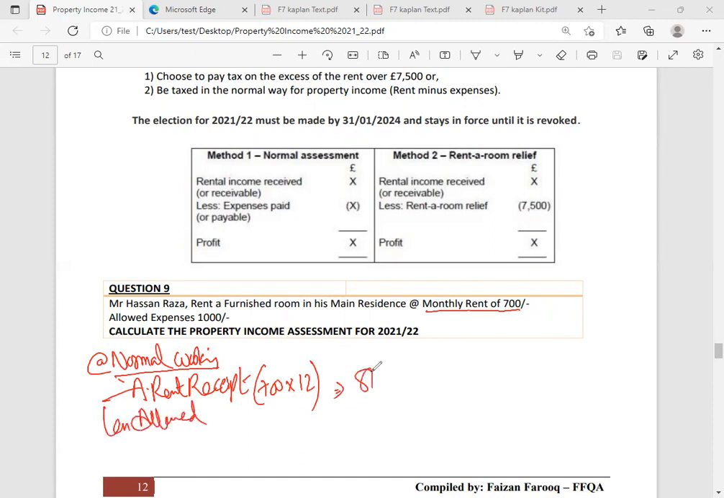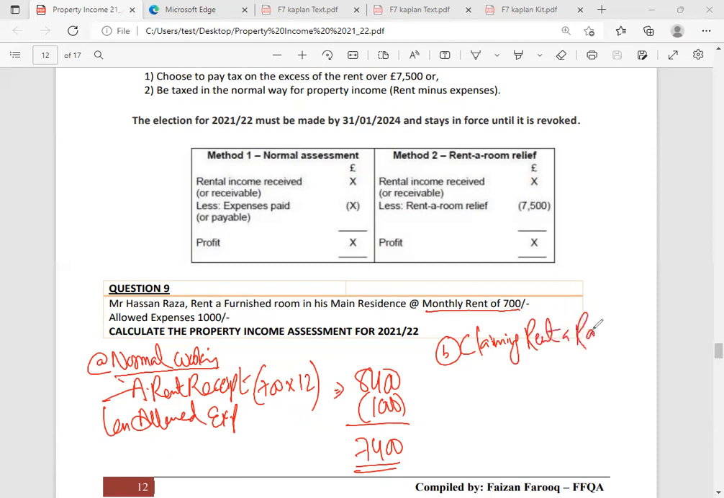8,400. Okay. Allowed expenses are how much? 1,000. So this is the answer, right or wrong? Yes. Now the second one is claiming rent a room relief. How to claim a relief? This is the format. This is the normal format we know.